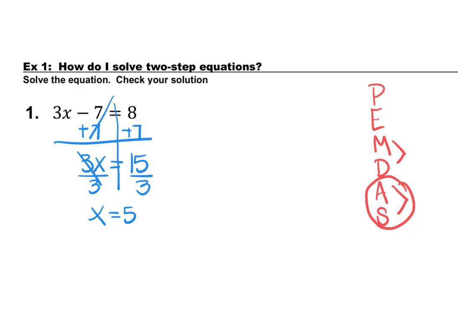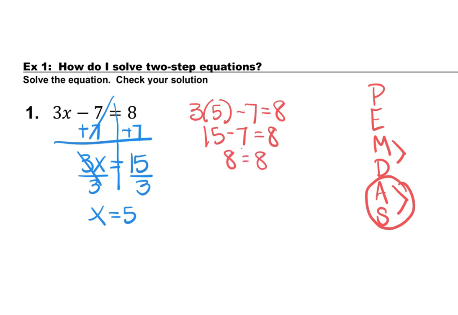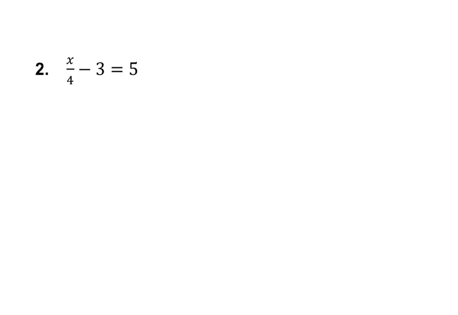So if we're saying that x is equal to 5, we have 3, and then x, which would be 5, and the number right next to the variable is multiplying, minus 7, and is that equal to 8? Well, we have 15 minus 7. Well, 15 minus 7 is 8, and 8 is equal to 8, so we know that we have the correct answer. All right, let's start with our next one.